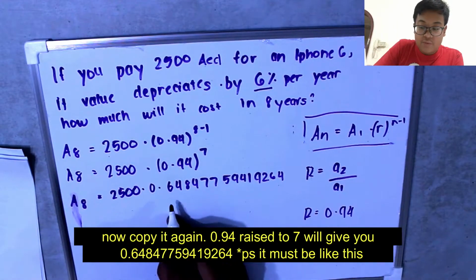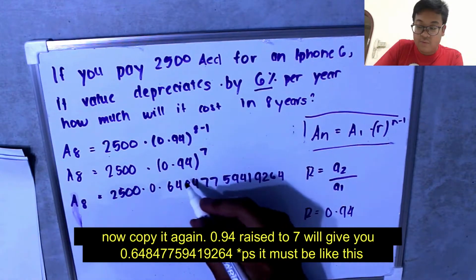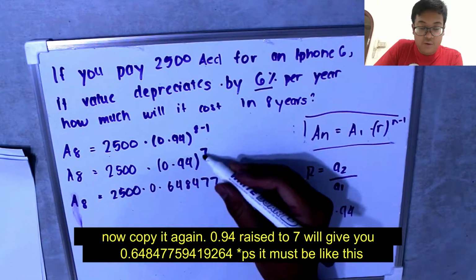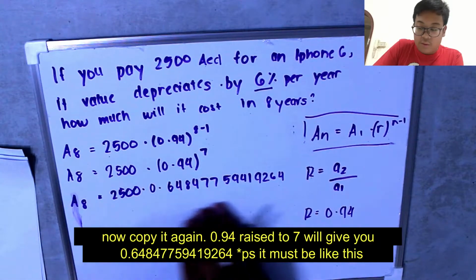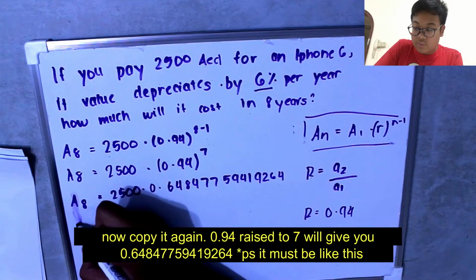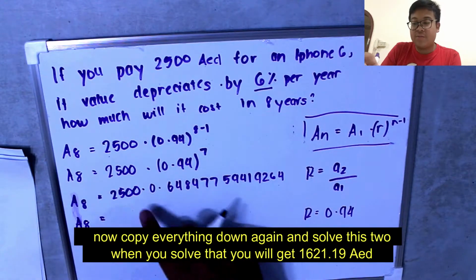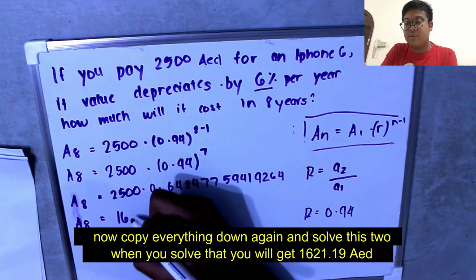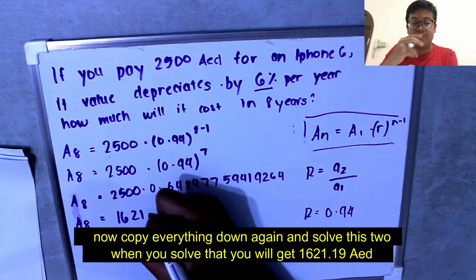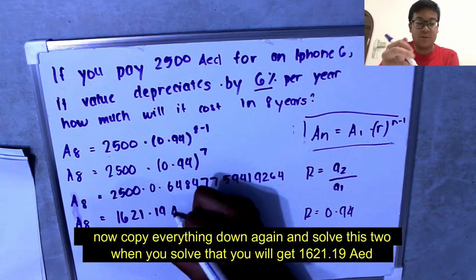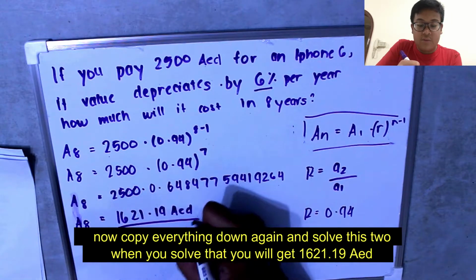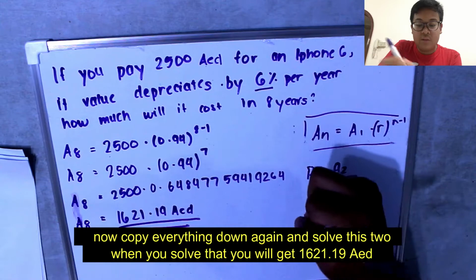0.64847759419264. Now, it's really this long. You really have to copy the whole value of what you're going to be getting out of it. It might be long, but it's worth everything. Now, copy this down again and solve this too. When you solve that, you get 1,621.1980. This will be the value of your phone in 8 years.